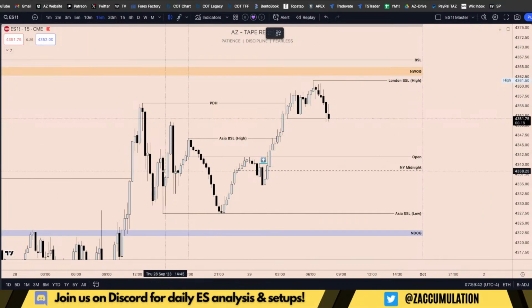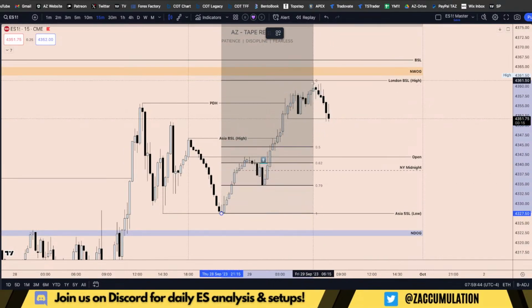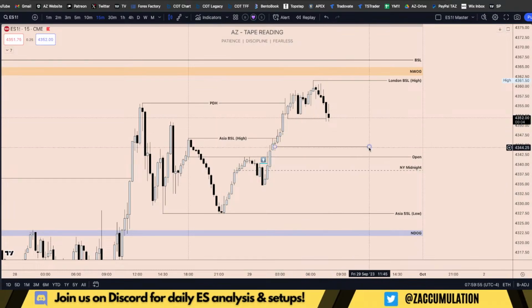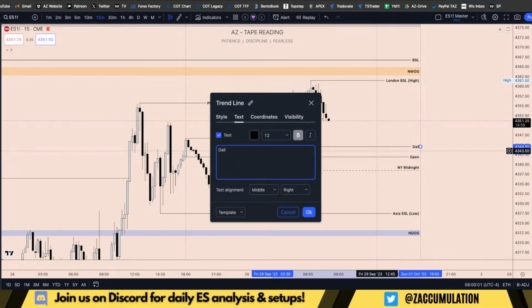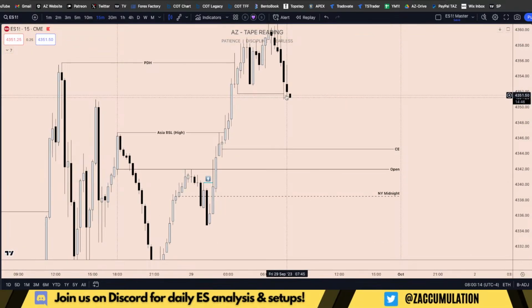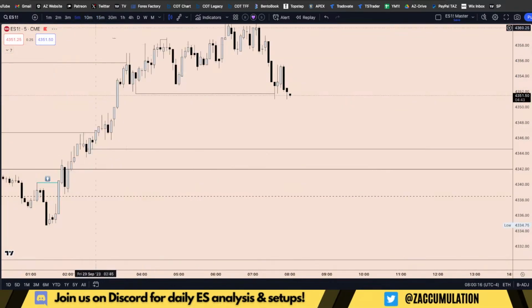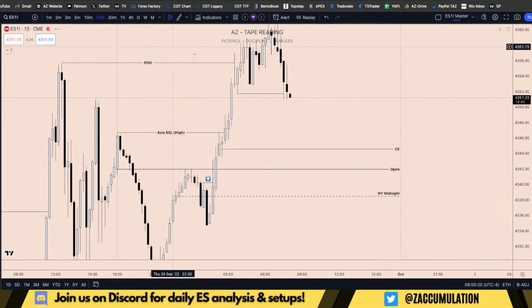We can measure today's dealing range from the Asian session high to the Asian session low. And we will find the consequent encroachment, the 50% level of that, right here. Daily range CE. I'm just going to leave it as CE. Alright, so on the 15 we open up with another bearish volume imbalance on the 5-minute as well.